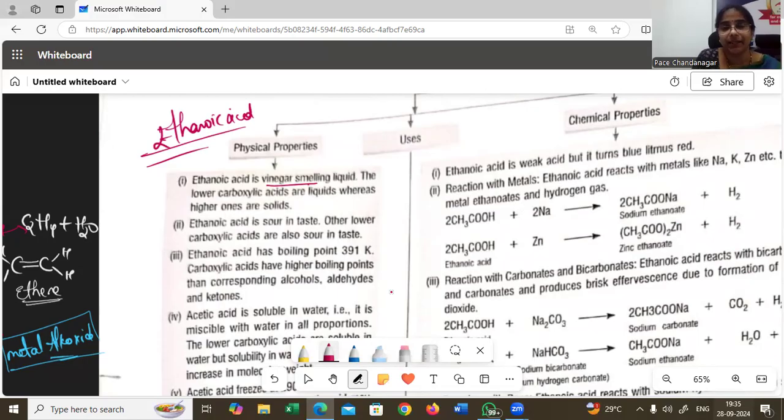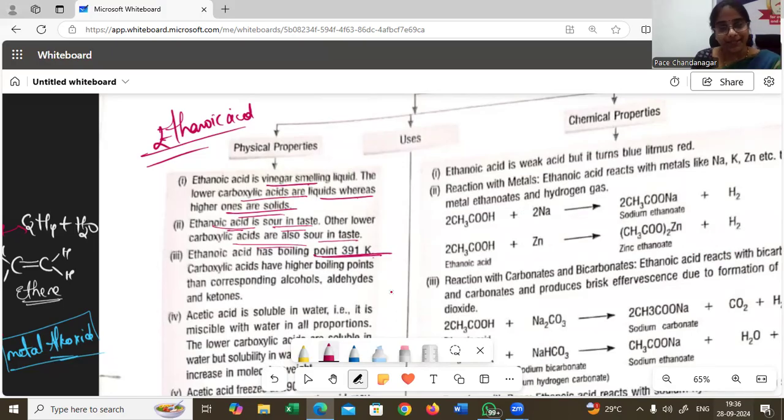The lower carboxylic acids are liquids, whereas the higher ones are solids. So with any of these organic substances, the lower ones mean a lower number of carbons, like 2 carbons, 3 carbons, 4 carbons, that's still liquid. Then from 5 carbons, 6 carbons, 7 carbons onwards, that will build up into solids. Then you have ethanoic acid. Acids are sour in taste. Other lower carboxylic acids are also sour in taste, and their boiling point is 391 Kelvin, and this is nothing to explain. You should remember that.